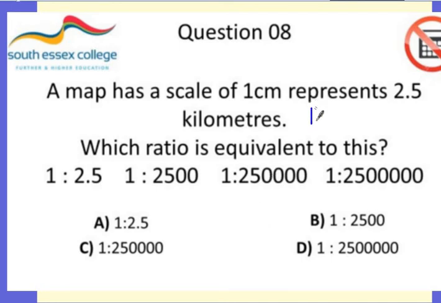Okay, we said that 1 kilometre was in fact 100,000 centimetres. So 2.5 kilometres is going to be 250,000 centimetres. So I was looking for C.